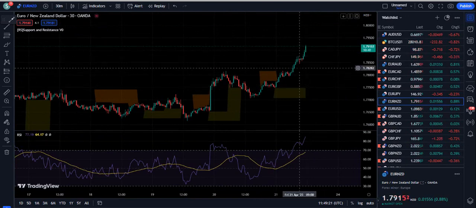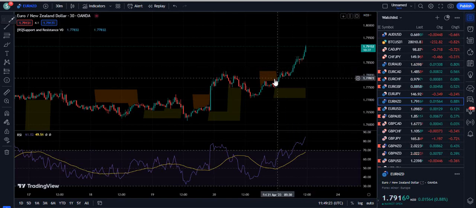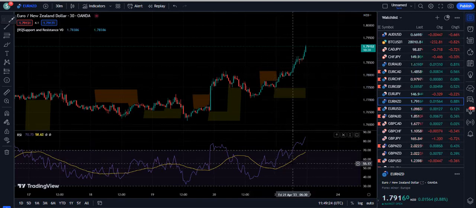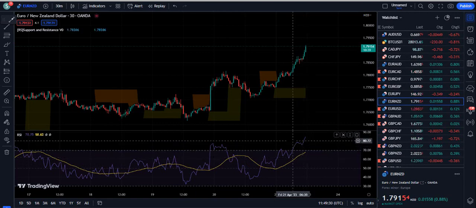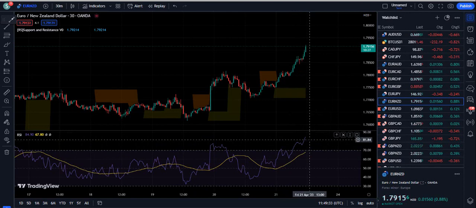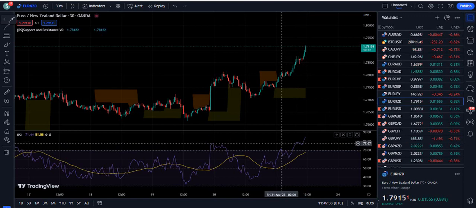Now the RSI can remain in overbought for a longer period of time, extended periods as well, leading to false signals. So how will you trade at that point? This is the very bad problem with the RSI. Traders should consider other factors such as trend strength and price action.